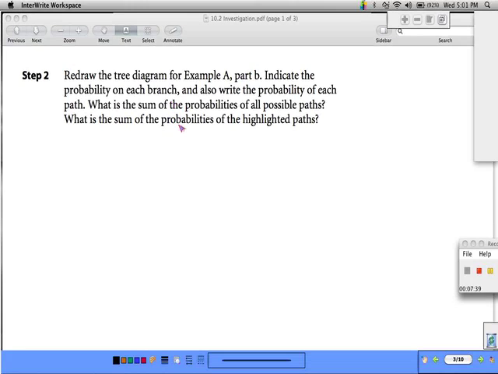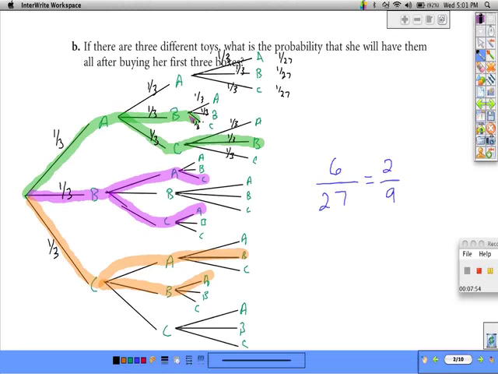And it says, what is the sum of the probabilities of all possible paths? Well, that sum is 1, because one of those paths will always have to happen. And if we look at the paths that are highlighted, 1/27 plus 1/27 plus 1/27, 1/27, 1/27, 1/27. That's 6 1/27s being added together, or 6/27ths, like we got in the example.